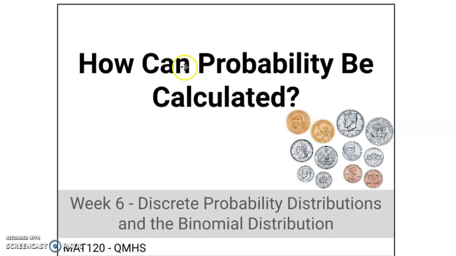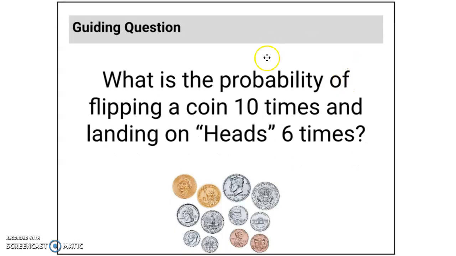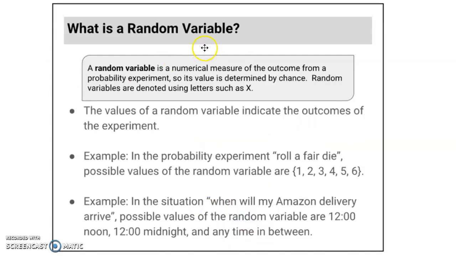Alright, to try to focus on this question, how can probability be calculated, let's take a look at this guiding question. What's the probability of flipping a coin 10 times and landing on heads 6 times? I'll give you a hint, it's not 6 out of 10. This is what I want you to be thinking about while we talk about discrete random variables.